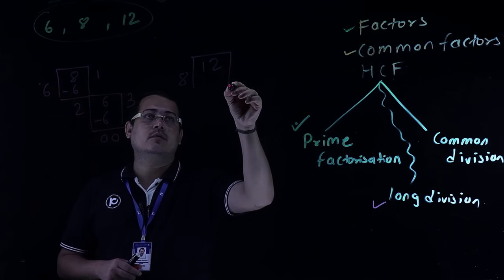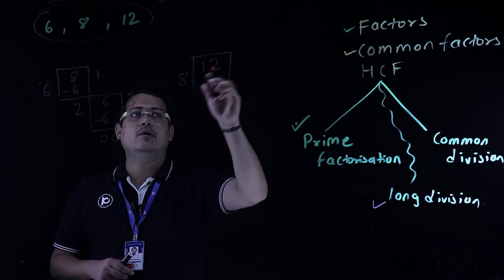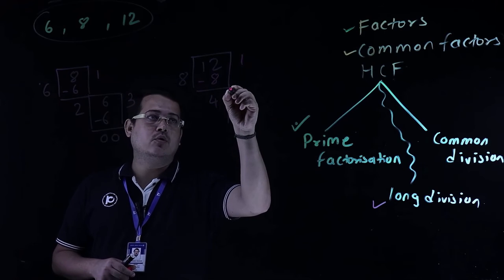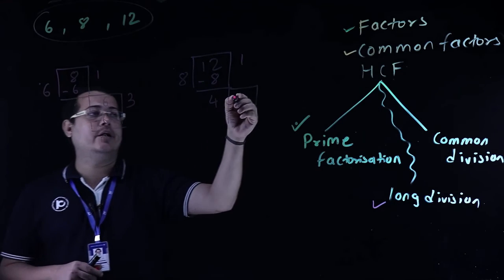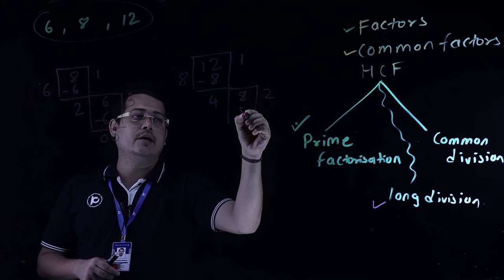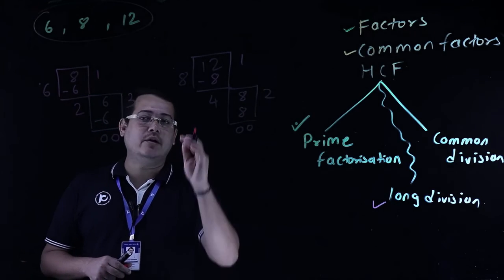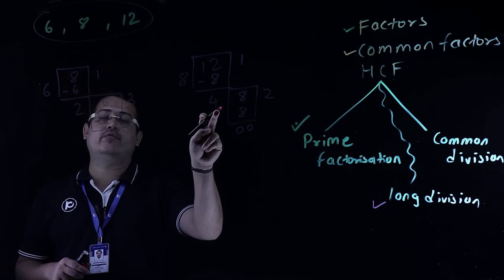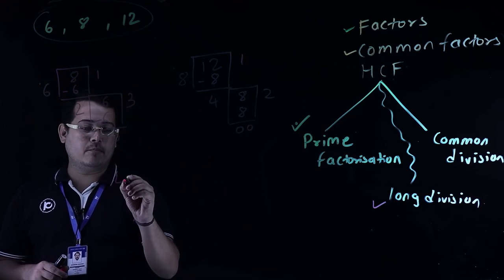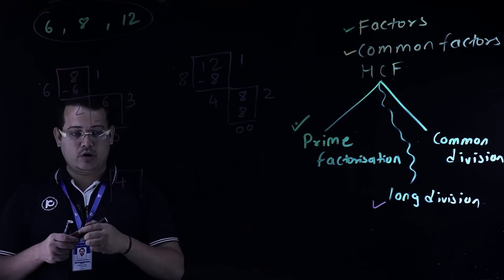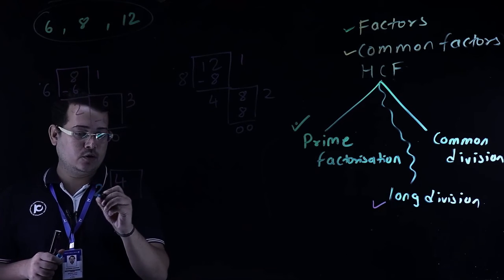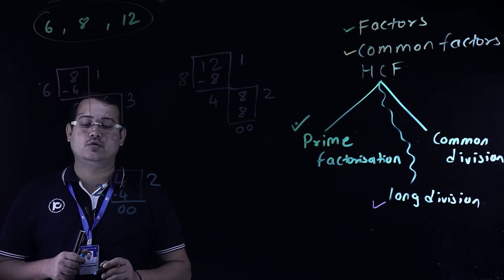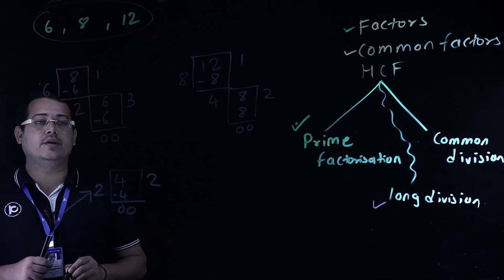Talking about this 12, 8 cannot be divided by 12, but it will leave some remainder. 8 ones are 8. The answer is 4. Going for further division, now here 8 will be my dividend. 4 2s are 8. I am getting the answer 0. I will keep dividing both the numbers till I get the remainder 0. But as you can see here, I am getting different numbers. So now I will divide the bigger number by the smaller number, that is 2 here. 2 2s are 4, and I will do the division until I get the remainder 0. So here I can say 2 is my HCF.